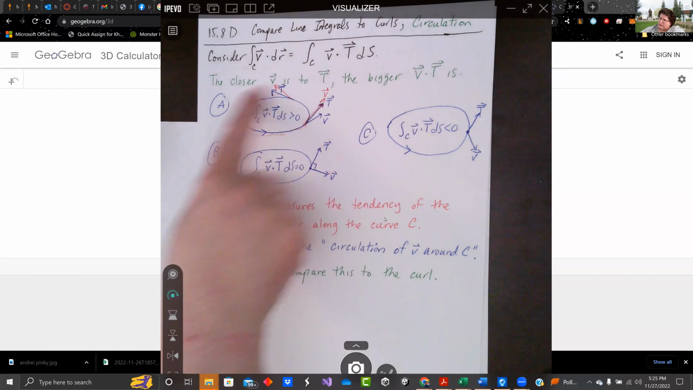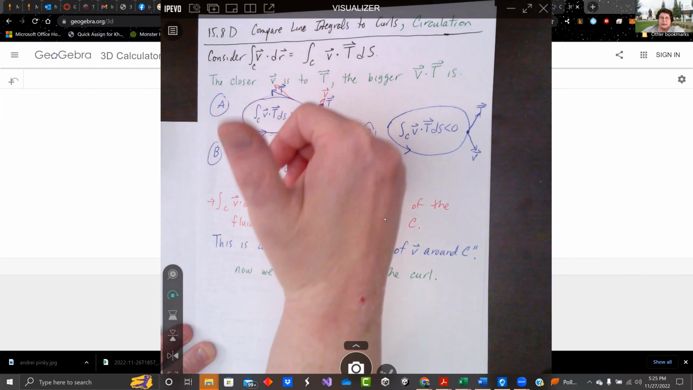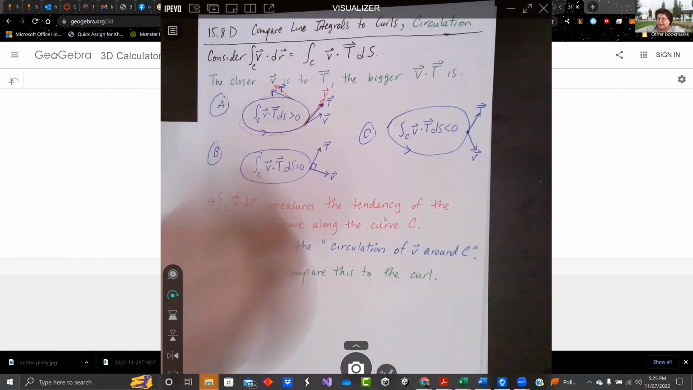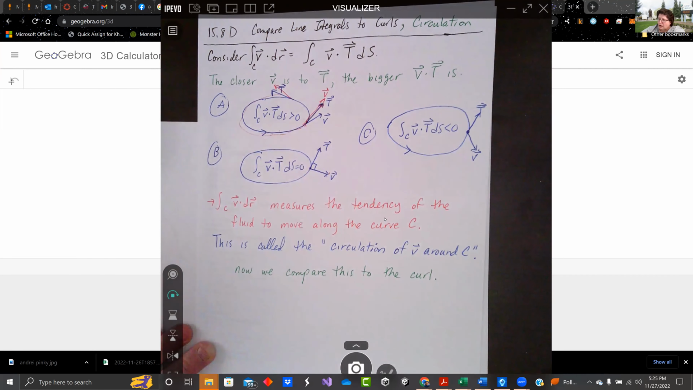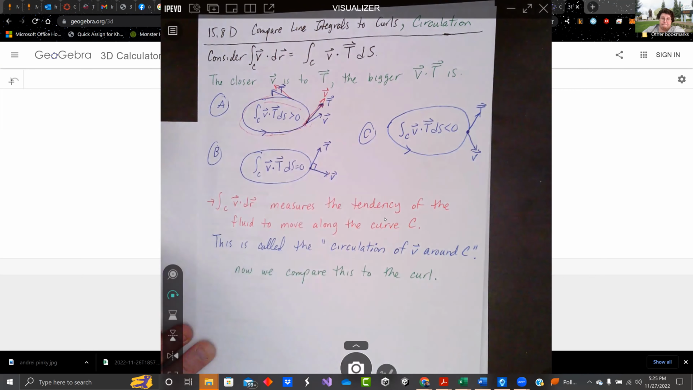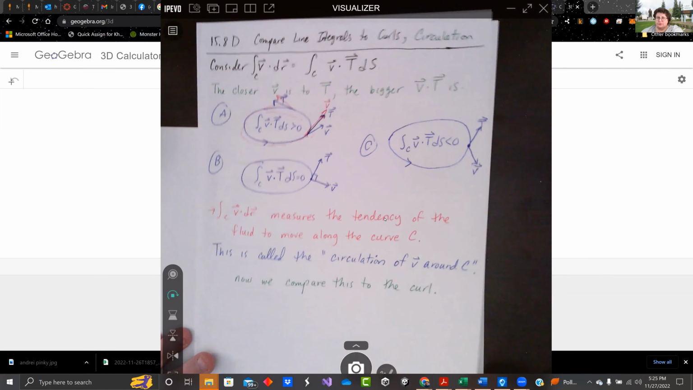T is changing as we go around the circle. If V matches up with it all the way around that circle, then it's circulating, like a particle moving in a circle around it if V and T are the same. Okay. So let's look at how this relates to Stokes' theorem.